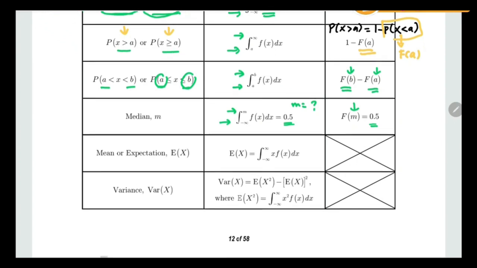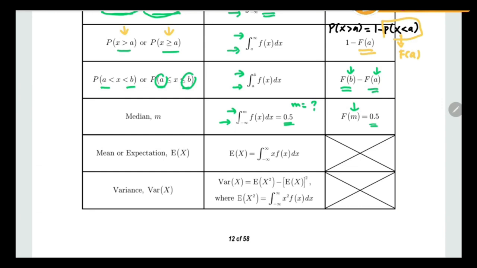Then continue with the mean and expectation. The expectation is just using the PDF; it doesn't apply to the CDF. So just remember that when it comes to finding the mean, expectation or variance, you need to use the integration of the PDF. So what's the difference between expectation and variance?